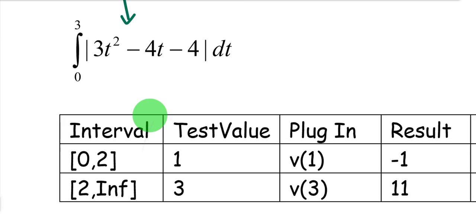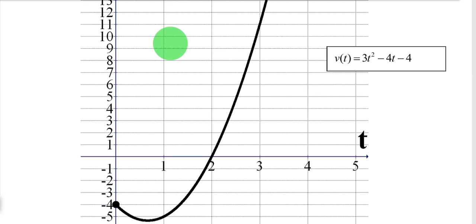We've already figured out the zeros of velocity. It crosses the axis at 0 and 2. I'm sorry, it doesn't cross at 0, but we need 0 as an endpoint, so we need that as one of our t values. But it does cross at 2, and then that's it, right?